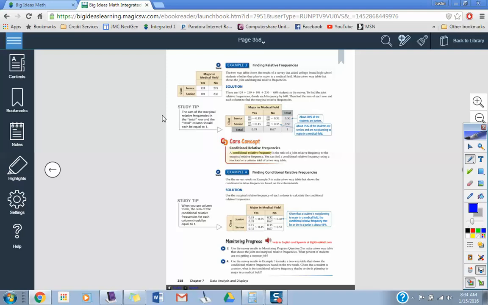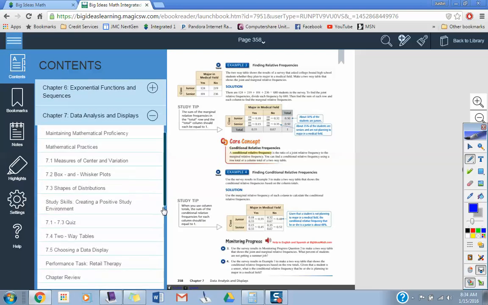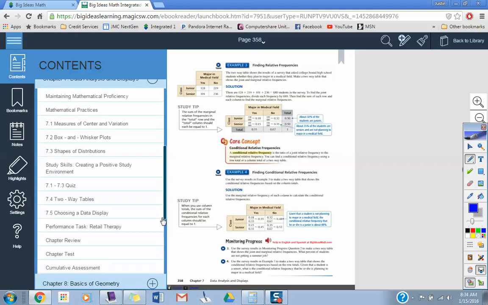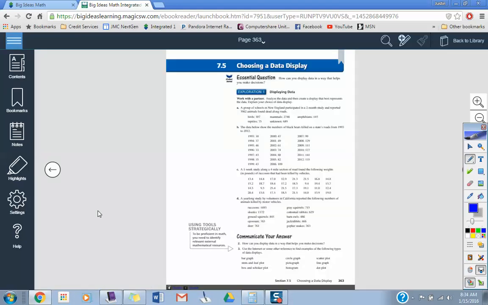Okay, do you see this Contents tab up here? Everybody see this Contents tab? Click on Contents, right up here in the top left. And scroll down to Chapter 7. Click the plus sign here on Chapter 7. And as I scroll down here a little bit, I just want you guys to click on 7.5, right here. And that should take you to page 363. Is that happening right here?